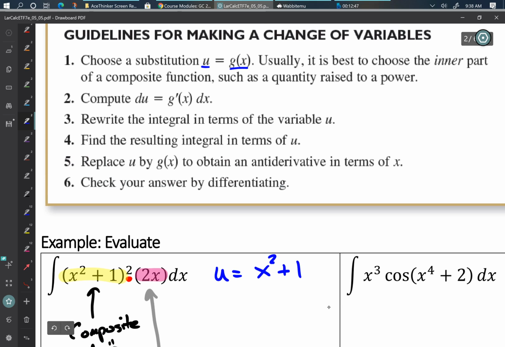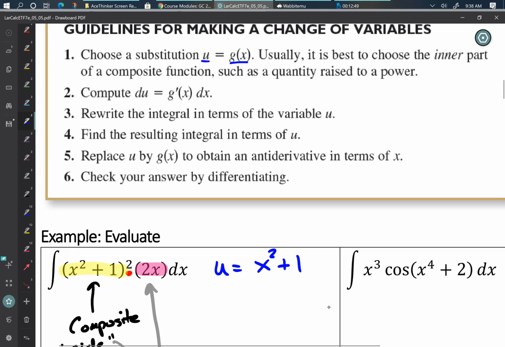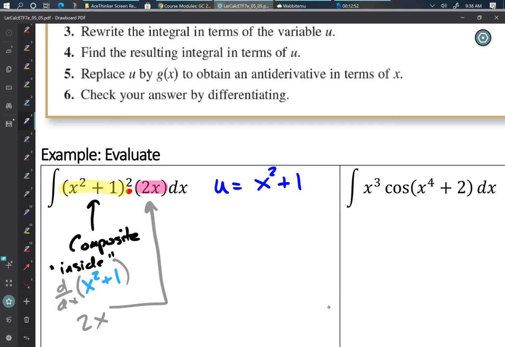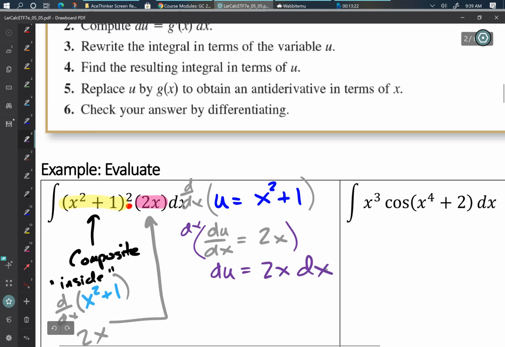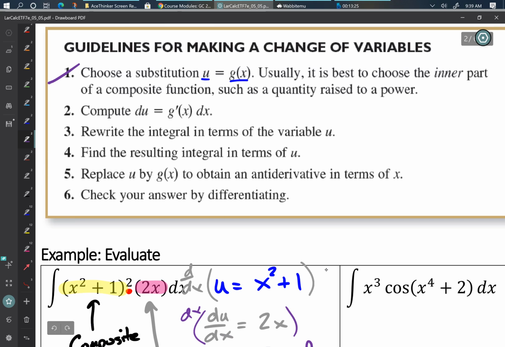Okay? Now that we've identified u, we are going to compute the differential du. So we are going to differentiate this with respect to the variable of the integral, which is x, so d dx. Left-hand side gives me du dx is equal to 2x, and then I'm going to do that thing that I did in the differential section, where I'm going to multiply both sides by the differential dx, and that's going to give me du is equal to 2x dx. Okay? At this point, I have done step 1, I have done step 2, I've computed the differential du.